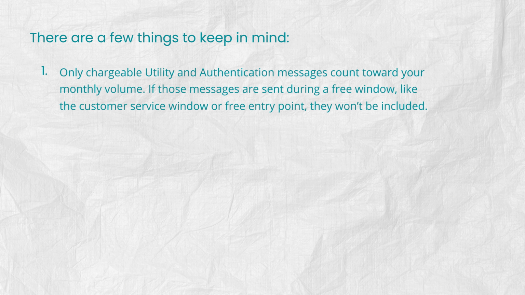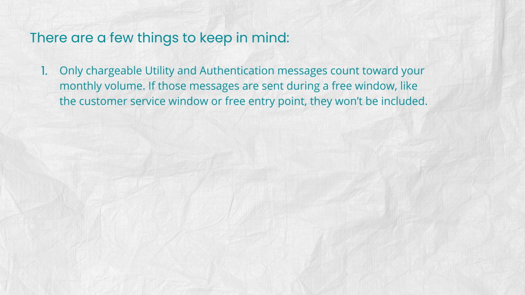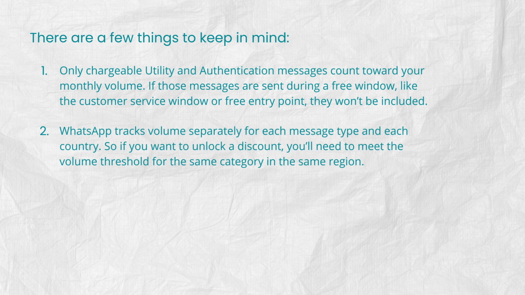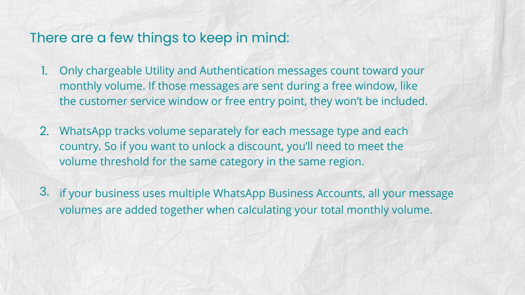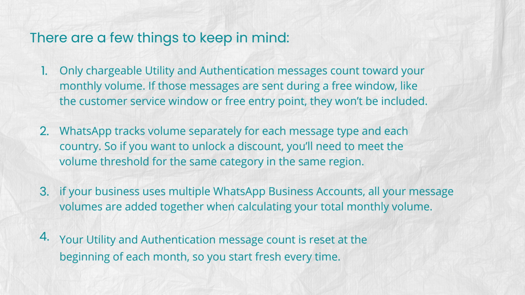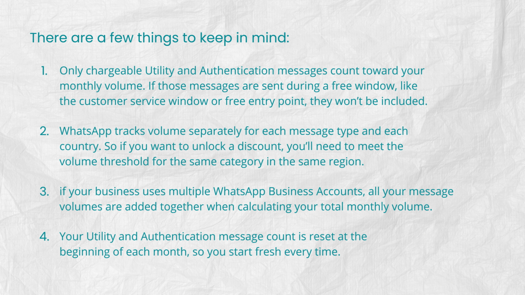First, only chargeable utility and authentication messages count toward your monthly volume. If those messages are sent during a free window, like the customer service window or free entry point, they won't be included. Second, WhatsApp tracks volumes separately for each message type and each country. So if you want to unlock a discount, you'll need to meet the volume threshold for the same category in the same region. Third, if your business uses multiple WhatsApp business accounts, all your message volumes are added together when calculating your total monthly volume. And finally, your utility and authentication message count is reset at the beginning of each month, so you start fresh every time.